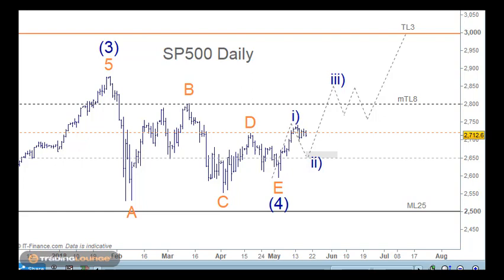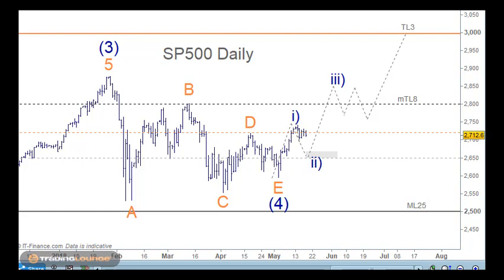With the S&P, as you may know, we have a handful of counts. That's not a problem, because the internal wave structures for all our alternative counts are the same. It's just in one of the larger degrees of structure that things change a little bit.